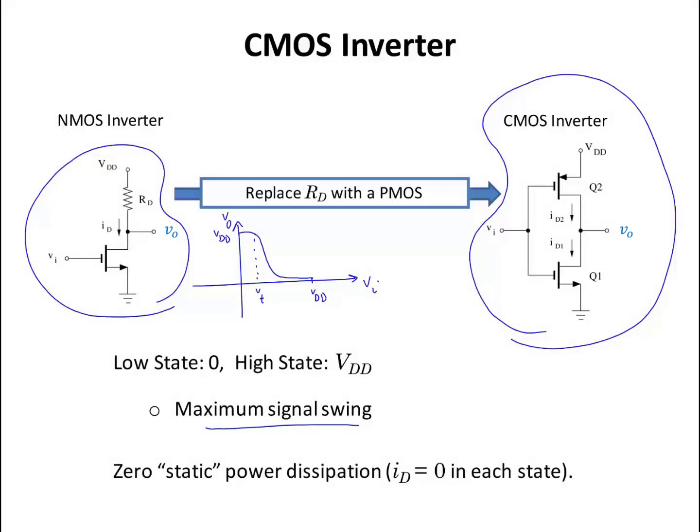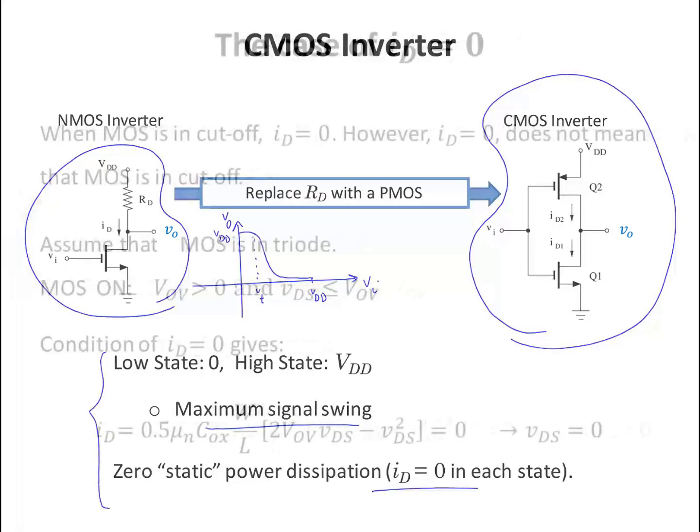The other benefit is that when the output is at one of the stable states, low or high, the power dissipation is 0, meaning that ID in either one of these cases is equal to 0. We're going to see both of these benefits and study them next.